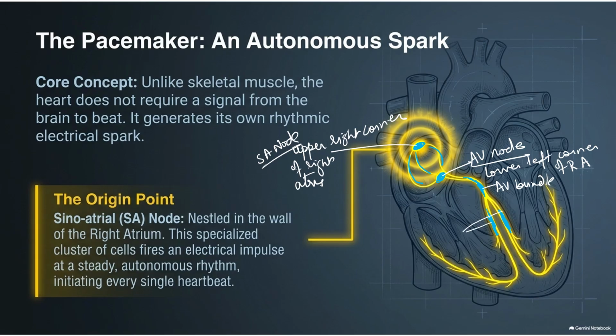So this is the bundle of His, which is spreading down as Purkinje fibers. This is the Purkinje fiber, which is spreading in the entire ventricle. So this is the Purkinje fiber.